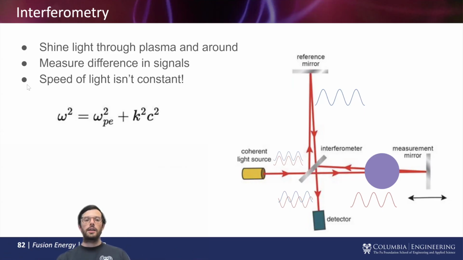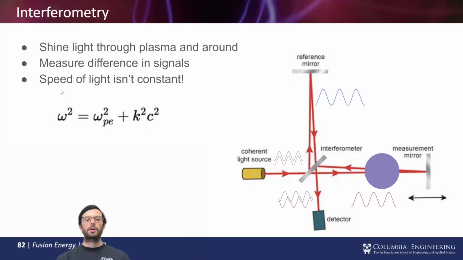So something to mention is that the speed of light isn't a constant. The speed of light c is the speed of light in a vacuum, so that is a constant. But if you change the medium that the light is going through, so air or water, or in this case plasma, the speed changes. So that's that slowing down going through the plasma.